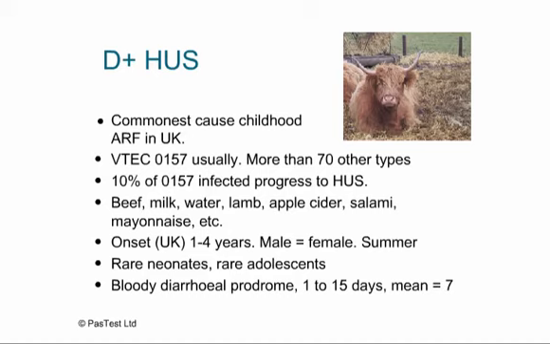This is the commonest cause of childhood acute renal failure in the UK and usually relates to the 0157 serotype of E. coli. This is known as the VTEC 0157, standing for verotoxic E. coli. And vero cells are green monkey cells. And in the laboratory, the toxin exuded by the E. coli destroys the vero cells. If you have 0157 in significant numbers, then around 10% of individuals will indeed progress to develop HUS.